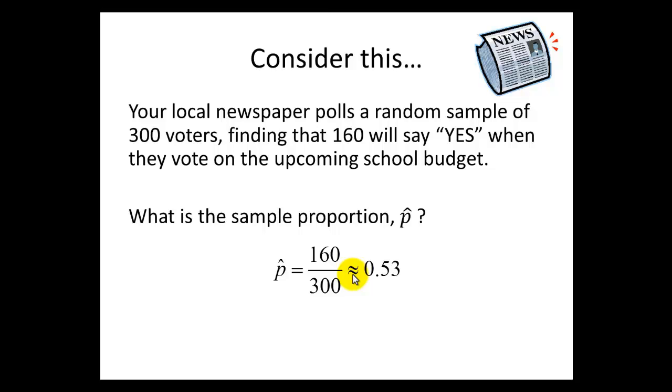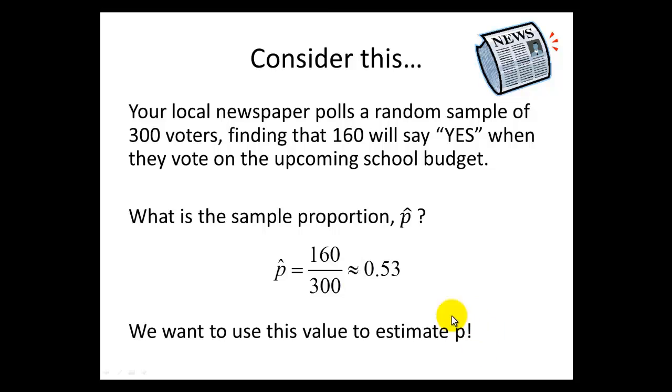The paper's aim in doing this is trying to use this value, again, to estimate how all voters will vote, the population proportion here. And this is a common technique used with groups wanting to know a population proportion. They're interested in that, and they want to use a sample in order to estimate it.